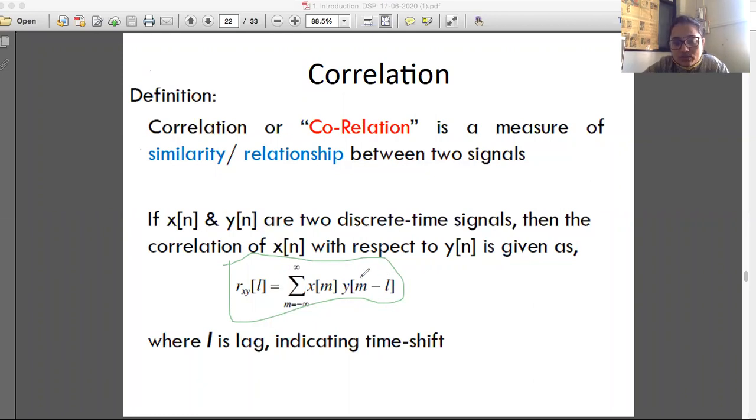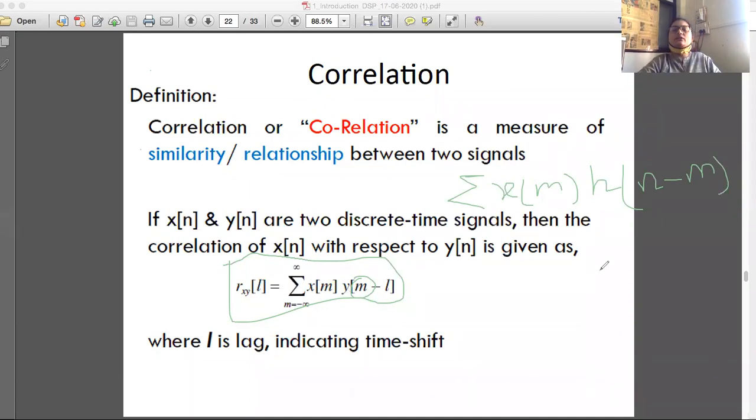So here, if you see, what is my convolution operation? How do I represent convolution? I am going to represent it here as x of m into h of n minus m. This is my convolution operation and this is my correlation operation.